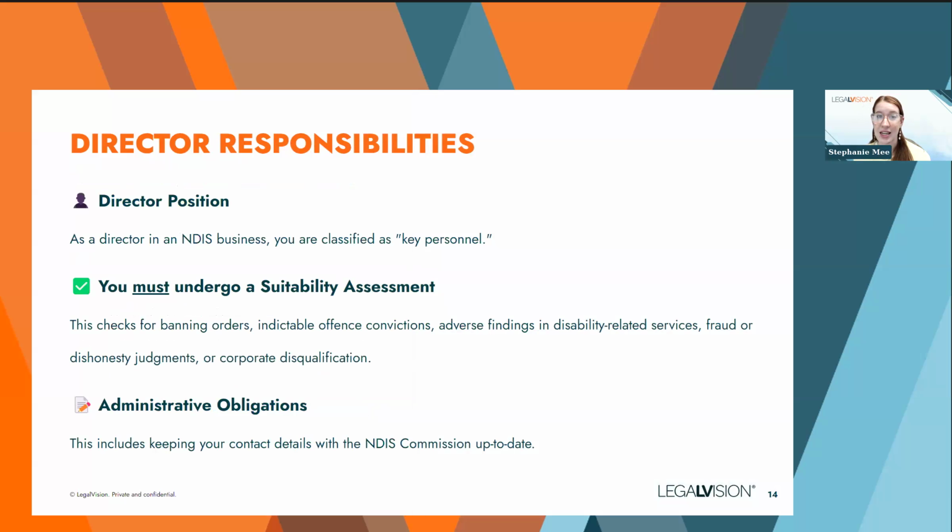The suitability assessment will investigate whether you've been subject to a banning order, convicted of an indictable offence, whether you've been subject to an adverse finding or enforcement, specifically with regard to providing services to people with disabilities, to older people or children, and it will also investigate under ASIC and other such organisations. The suitability assessment will also look into whether you've been subject to any judgment in relation to fraud, misrepresentation, or dishonesty, or if you've been disqualified from managing corporations.